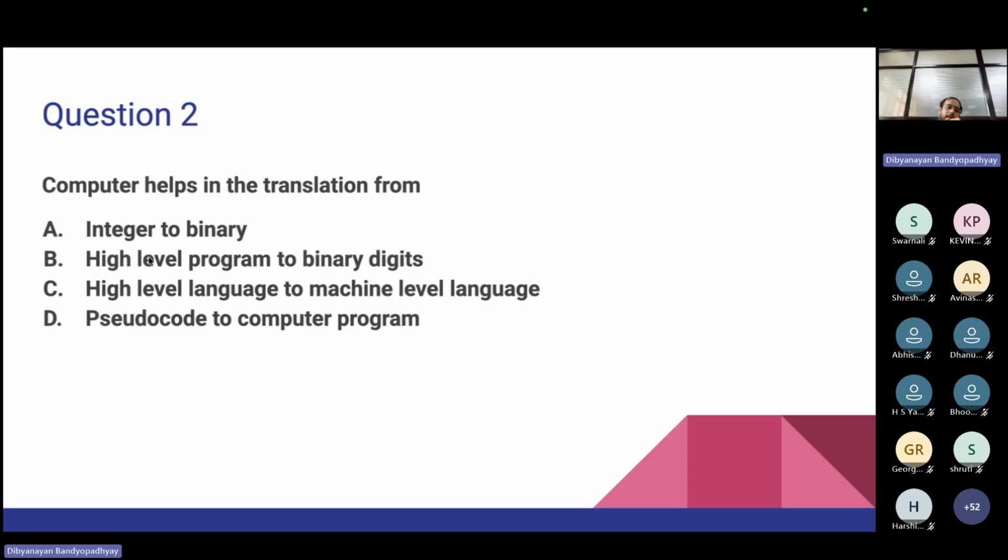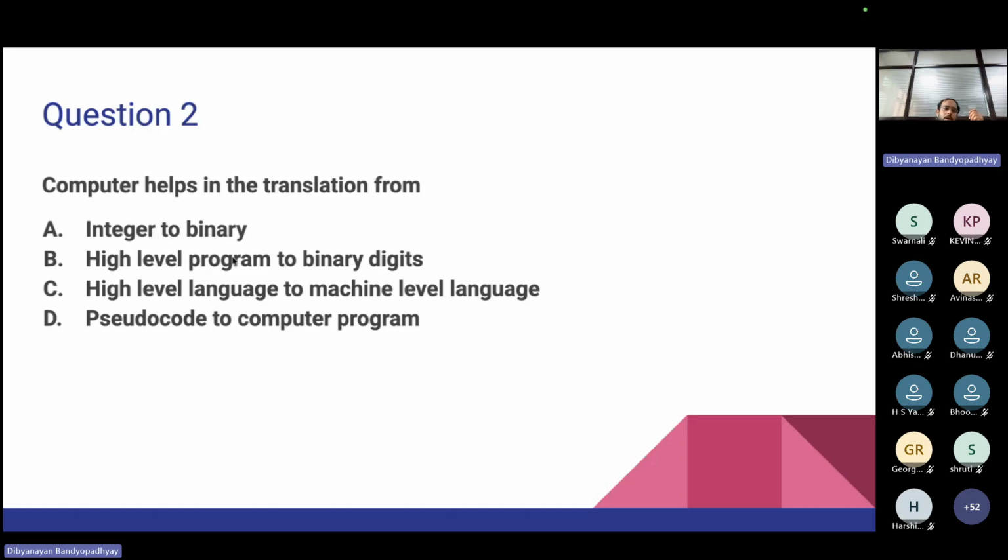So the second option is high level program to binary digits. This is another the same thing. Everybody knows that if you give some program to a computer, you expect it to give you some output. And how the process is done, everybody knows that it converts it into binary digits, a combination of zeros and ones, and then that combination of zeros and ones is provided to some machinery of the computer. It processes it and produces the output, and you see the output on the screen. So this is how the whole thing actually goes on.